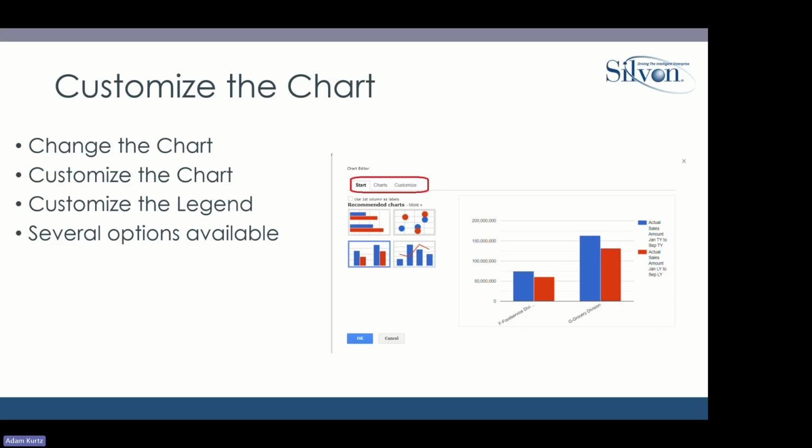So again, customizing the chart, changing the chart on the fly. Here's where we can see that if I don't want to have the bar chart that I selected initially, then I can change that to the column chart or the row chart, bar chart, the combination, the area chart, or I can completely select a different chart altogether if I go into the chart tab.